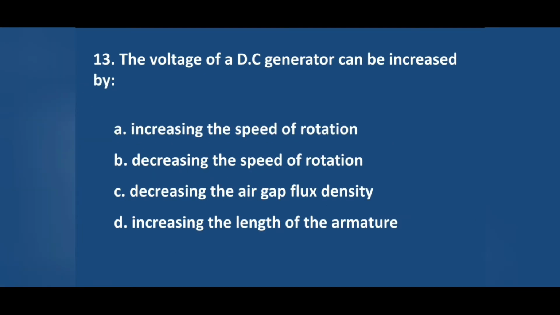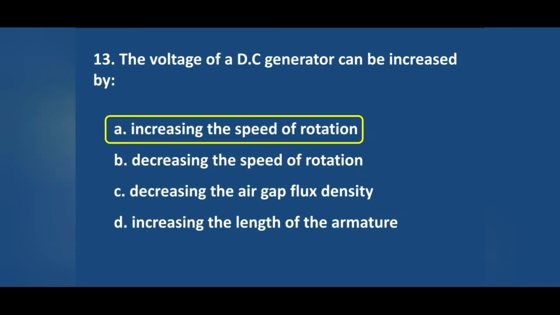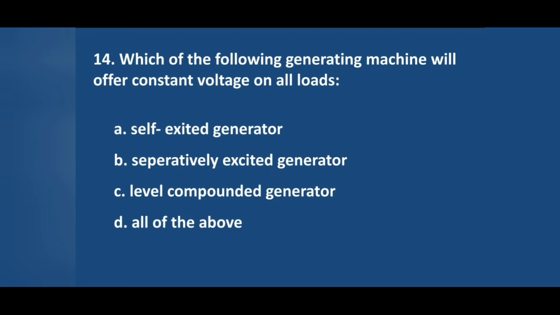Question number 13. The voltage of a DC generator can be increased by. Answer is option A, increasing the speed of rotation. Question number 14. Which of the following generating machines will offer constant voltage on all loads? Answer is option C, level compounded generator.